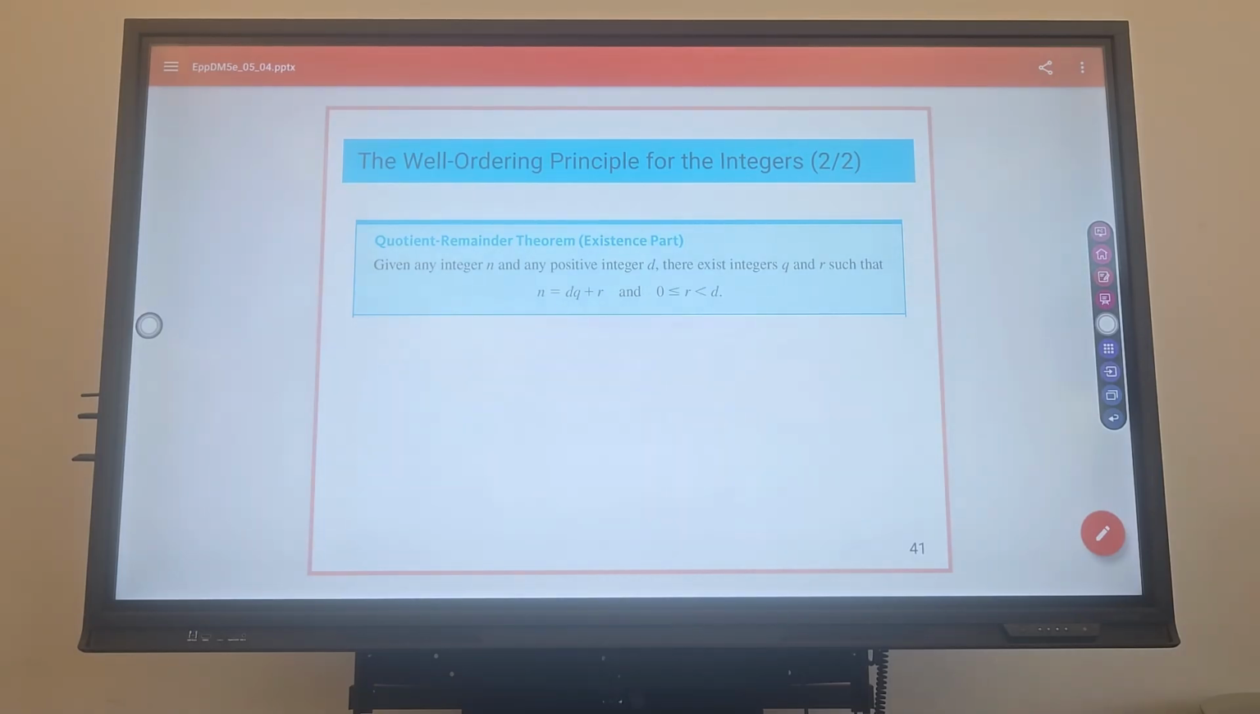Quotient remainder theorem, the existence part. Given any integer n and any positive integer d, there exist integers q and r such that n equals dq plus r, and r is greater than or equal to 0 but less than d.